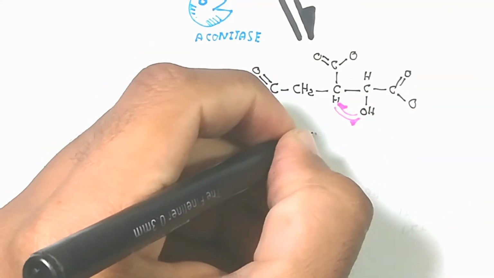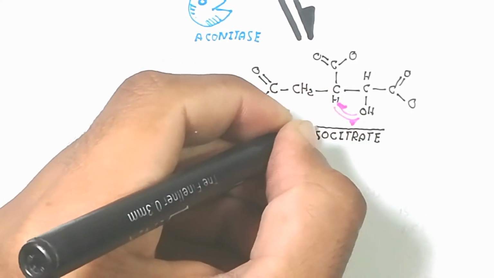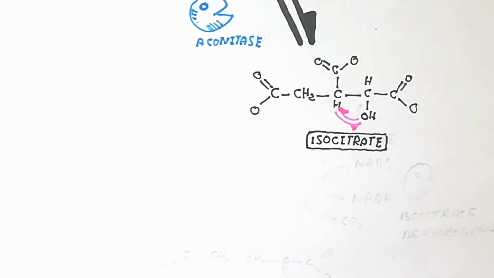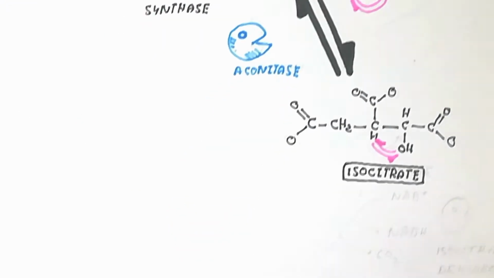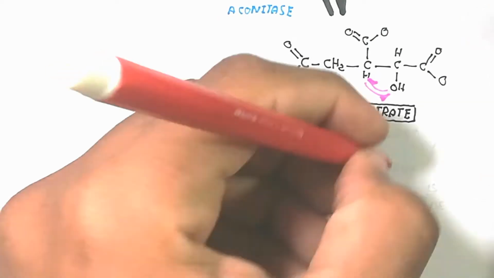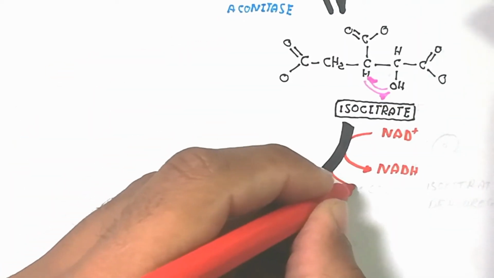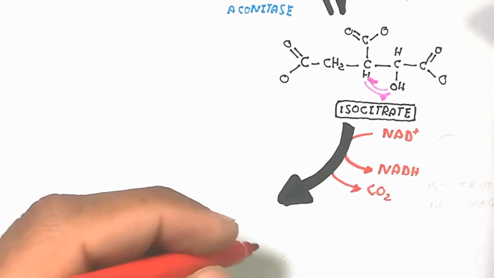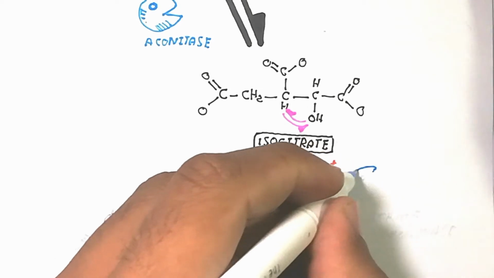So here is the rearrangement of the molecule: the hydroxyl group will be changed. From here you can say that citrate is changed through the hydrogen and hydroxyl group, and you can pause the video and watch it comfortably. So here NAD plus will convert into NADH.